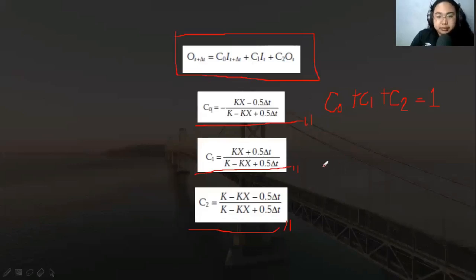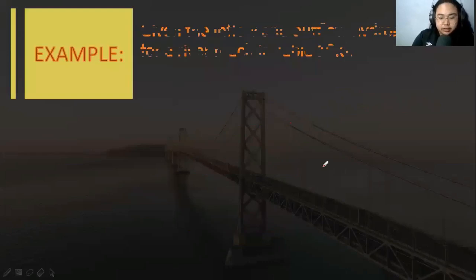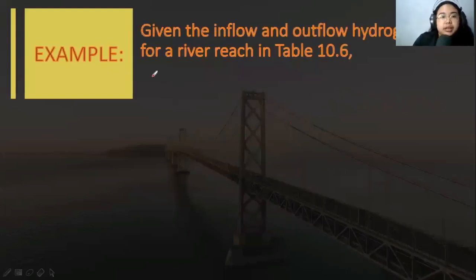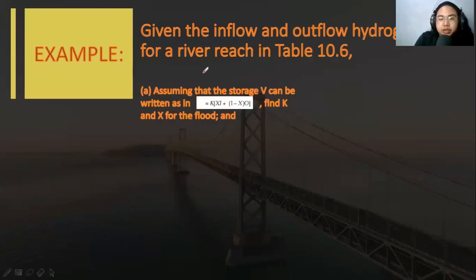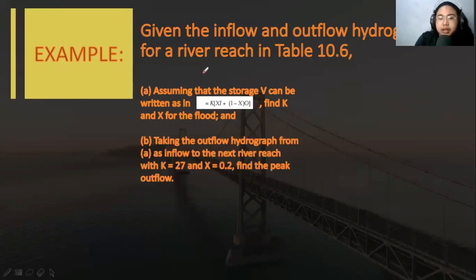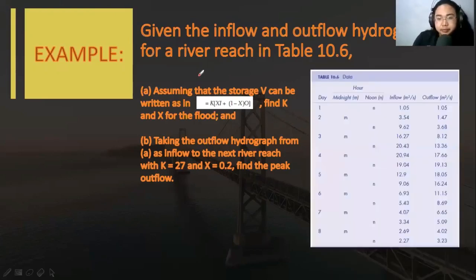Okay, para mas maintindihan, let's have an example. Yan. Given the inflow and outflow hydrograph for a river reach in Table 10.6, assuming that the storage V can be written as V is equal to K, yung kanina na Muskingum equation, find K and X for the flood in A, and B, taking the outflow hydrograph from A as inflow to the next river reach with K is equal to 27 and X is equal to 0.2, and then find the peak outflow. Ayan. Ito ang data table. Table 10.6.